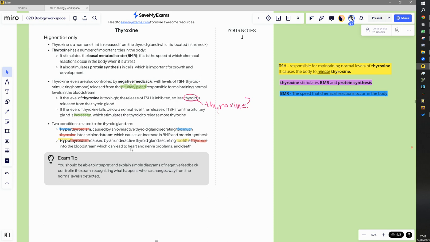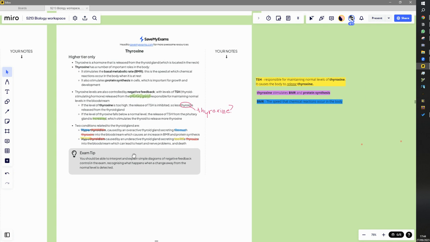And so this is very classic GCSE biology, where they'll ask you to identify these points here. And that you realise that hypo means too little of something. Hyper and hypo come up in hyperthermia, hypothermia, hyperglycemia, hypoglycemia, and a couple of other ones I can't think of right now. So yeah, that's basically it for thyroxine.